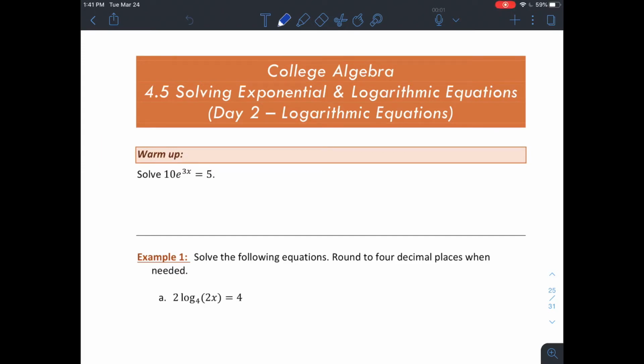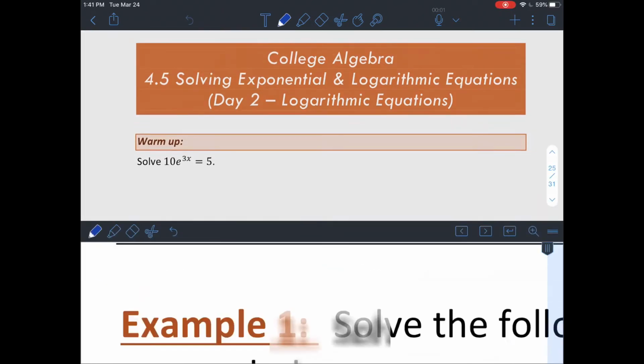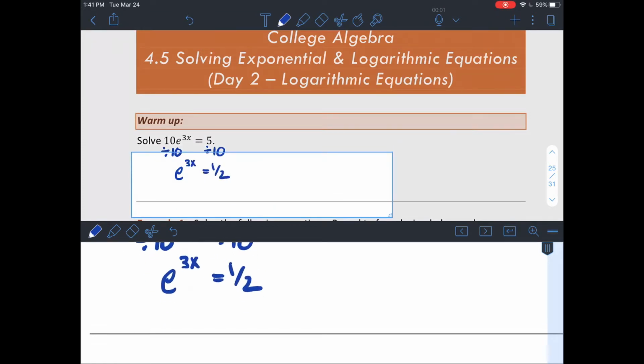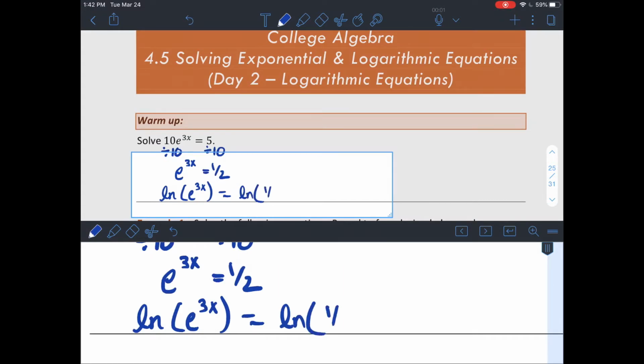We're going to solve some logarithmic equations today for the second half of 4.5. So a quick little reminder, when you're solving an exponential equation, you want to get the exponential part by itself first. So divide by 10 on this one. And then take the log of both sides that matches the log of the base of your exponential function. So this one's base e, so we're going to do natural log of both sides.